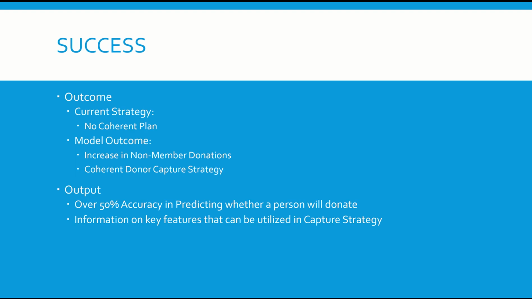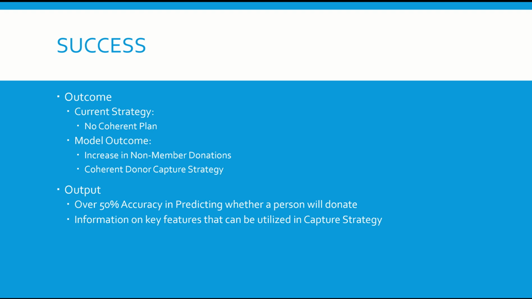And so, defining success, of course, outcome and output. For outcome, just to properly frame it, at the moment we don't really have a coherent plan in terms of how we engage with potential donors or try to interact with those type of folks. And so, because we don't really have a coherent plan, the model outcomes may be kind of basic, but I think these simple outcomes would be tremendous.